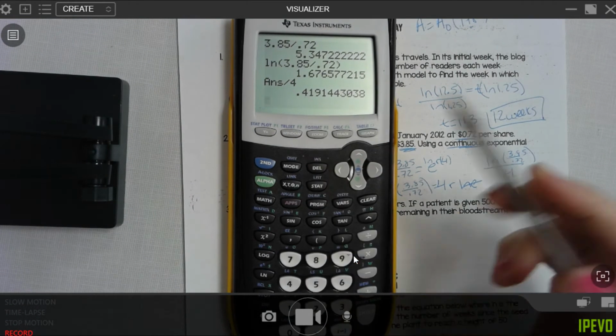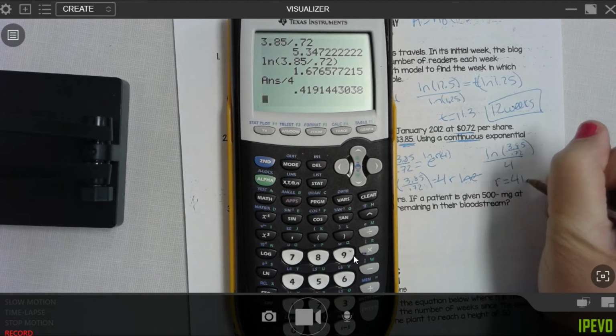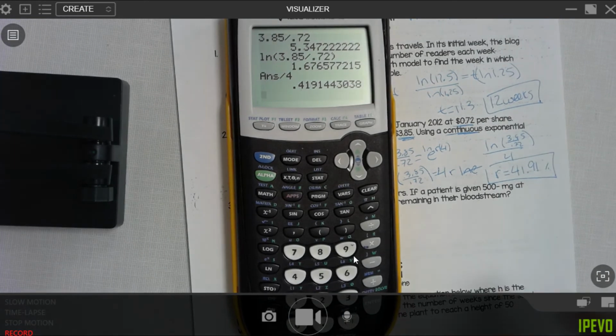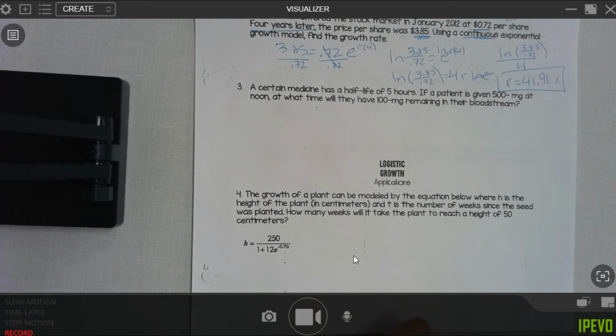And so I need to write that, though, as a percent. So I'm writing it as 41.91%. So that's a huge percent for those shares. I'll go ahead and read number 3.